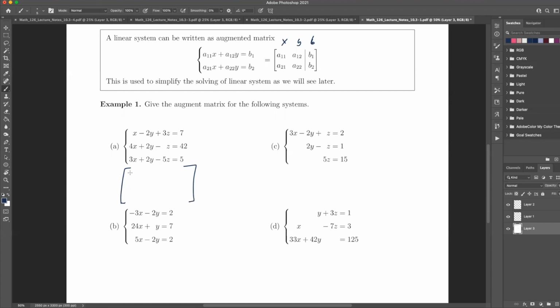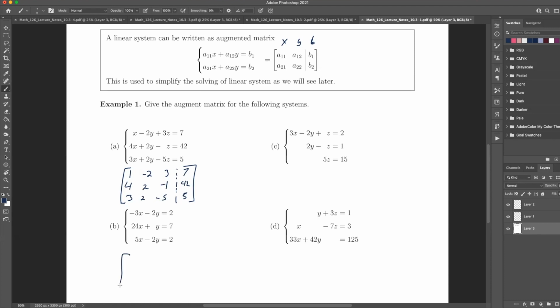So for the x, it's 1. And then for y, it's -2. Here it'd be 3. And then I like to do a little dotted line. This isn't necessary, and I probably won't use it all the time, but 7. Here I have 4, 2, -1, and 42. Here I have 3, 2, -5, and 5. So basically, instead of writing x plus y plus z and all this other stuff, we're just writing the coefficients, because we always write it in this format.